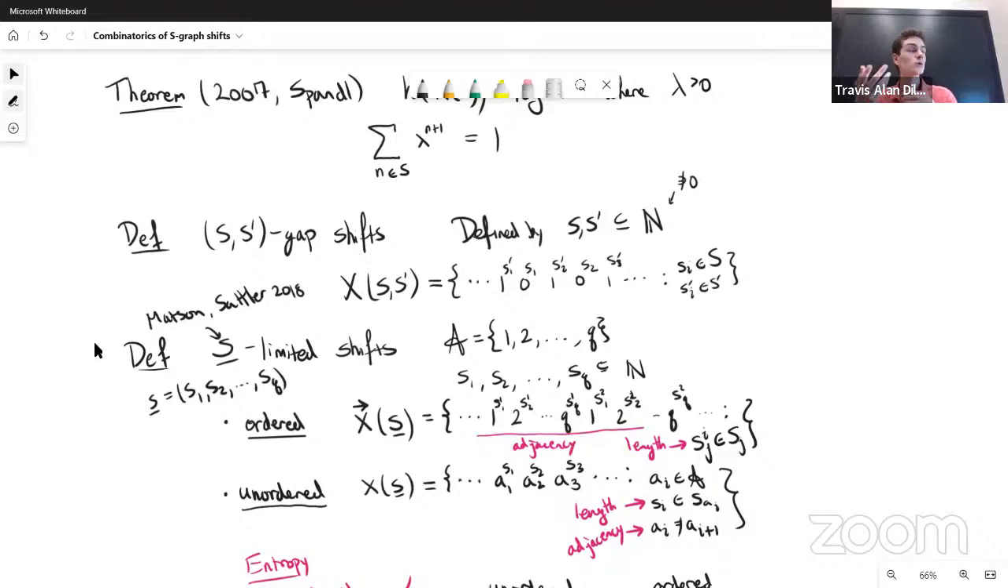It is true that for any entropy, there are uncountably many non-conjugate shift spaces that have that entropy that are S-gap shifts.